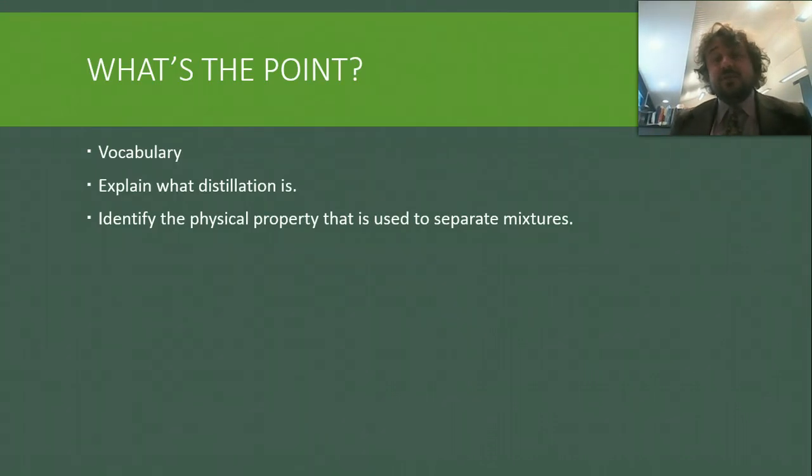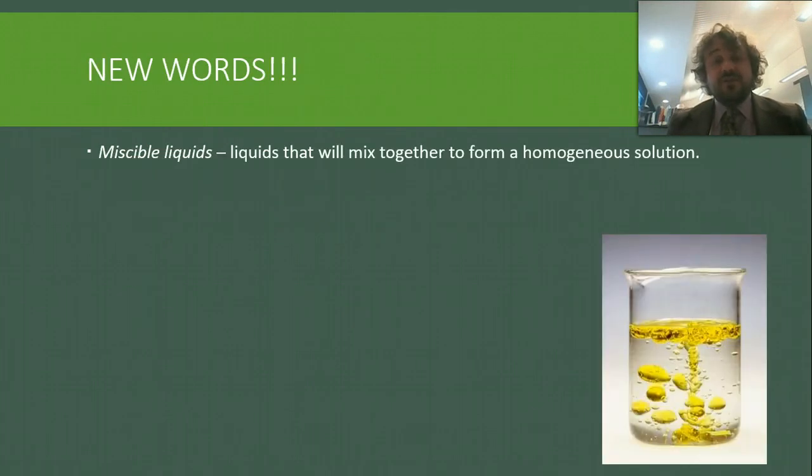Today you want to be able to get a couple of new words into your vocabulary, which we'll see on the next slide. You want to be able to explain what distillation is, and you also want to be able to identify the physical properties that we use to separate mixtures through distillation. Okay, so new words. Miscible liquids.